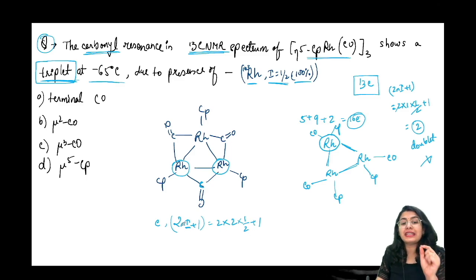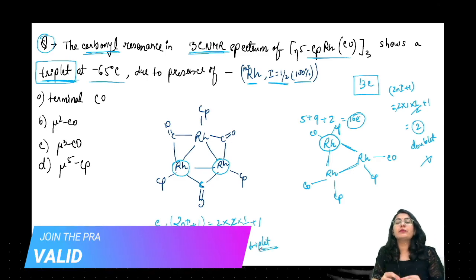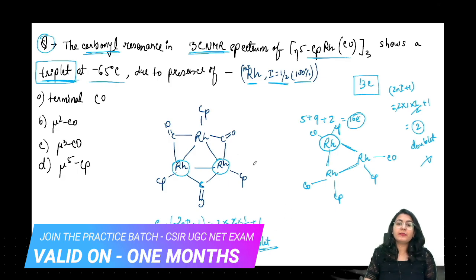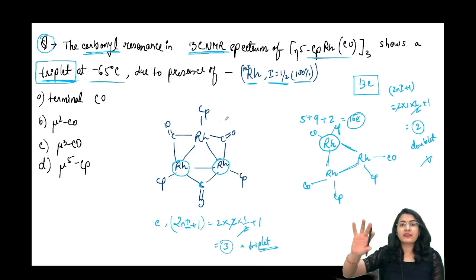Now this time I'm writing n equals 2 because it's connected to 2 rhodium. So this cancels out and it comes to 3. Now it's going to be a triplet. So this carbonyl carbon is only going to be split by the metal, because the Cp electrons are very far away, and also they are not sigma bonded, they are pi bonded. So it will have no effect.